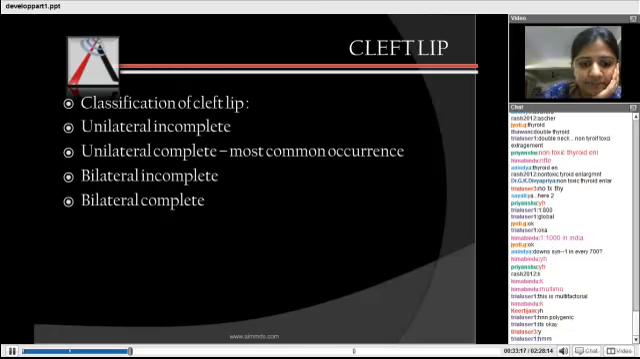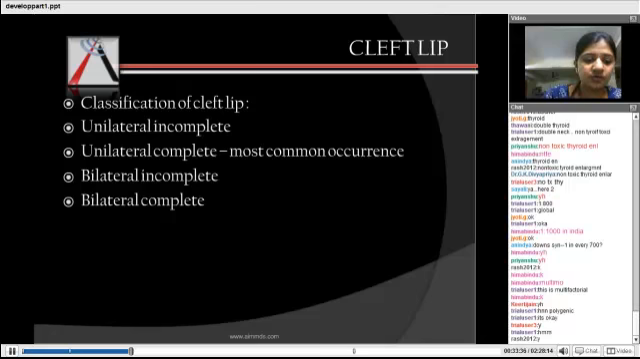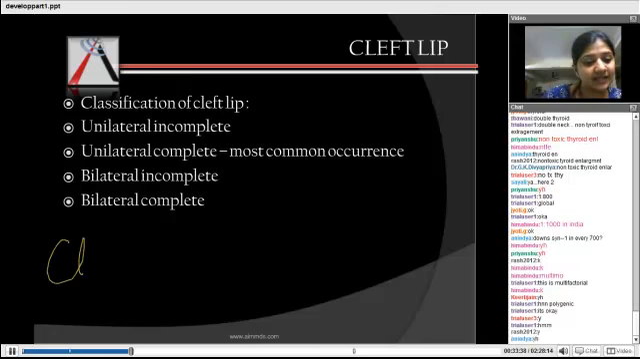Then cleft lip, we will take isolated cleft lip over here and classify it. It can be unilateral, it can be bilateral, it can be complete or it can be incomplete. I'm assuming all of you have attended an embryology class recently. So you all can tell me, I left this question intentionally because I want to know what lack of fusion results in cleft lip.